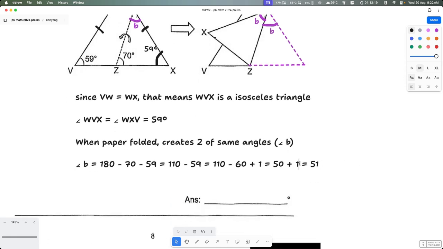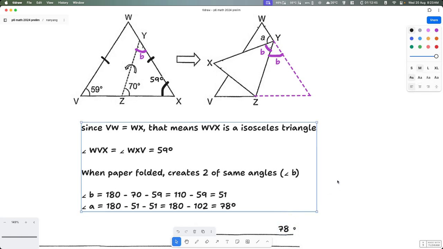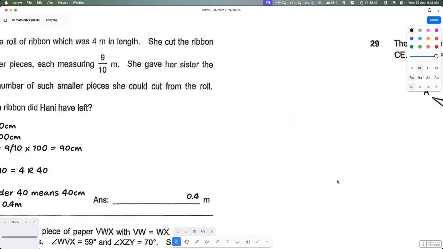So yes, I'm just going to write it down. Okay, 51. So now we know that. So angle A is equal to 180 minus 51 minus 51. And this will then become 180 minus 102, which is 78 degrees. Okay, there you go. So that's the answer. 78 degrees. All right, let's move on to the next question.